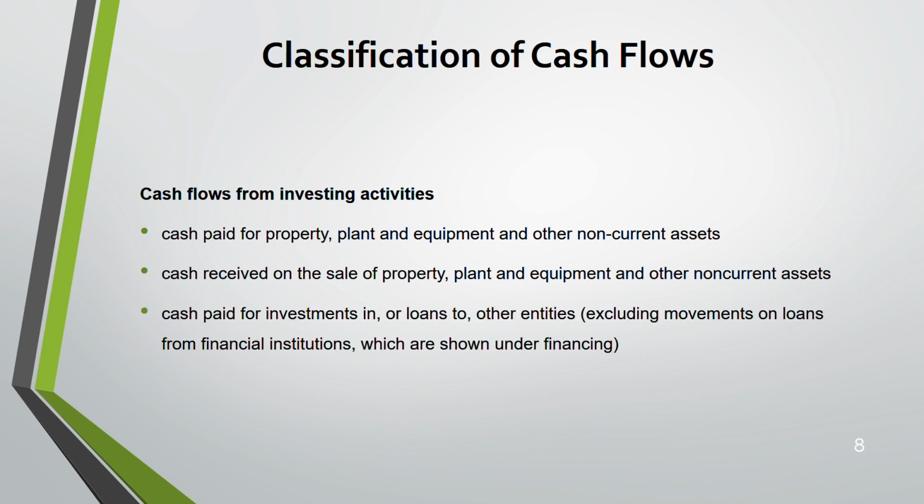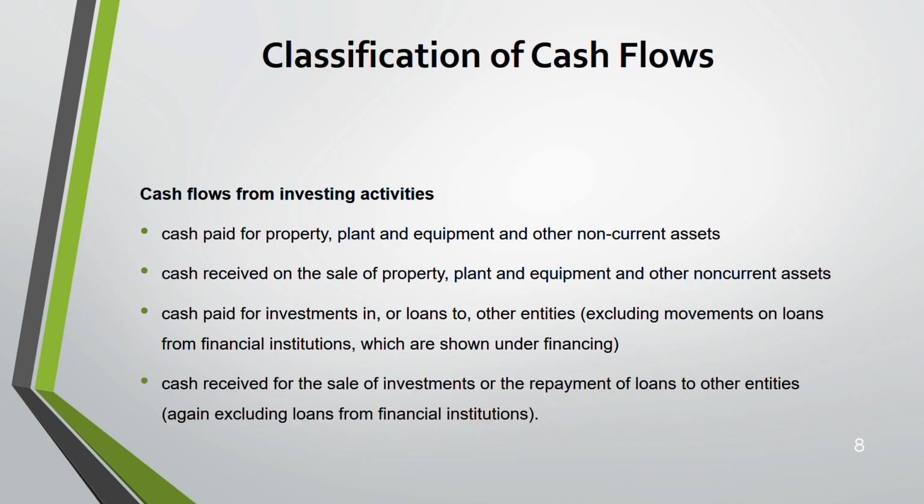Then, any cash that is paid for investments, if you are making any investment or loan to other entities, is under investing activity. But remember, any loans from financial institutions, from banks, are not under investing activities. They are excluded. They are shown under financing. If you are taking a bank loan, for example, it is under financing activity, not investing. But if you are taking a loan from another entity or giving a loan to other entities, for example to your subsidiary or your associate, then it comes under investing activity. Same way for cash received from selling the investment. Here also, receiving a loan is excluded.